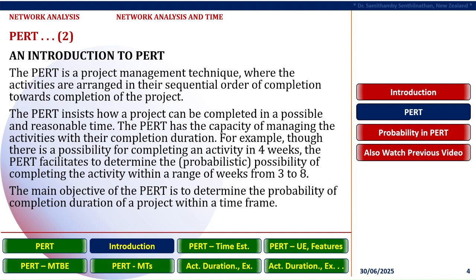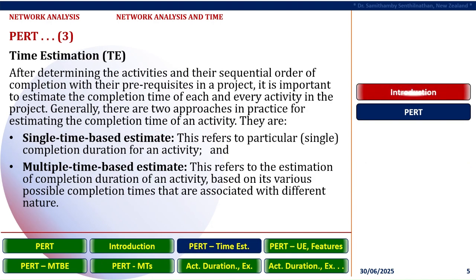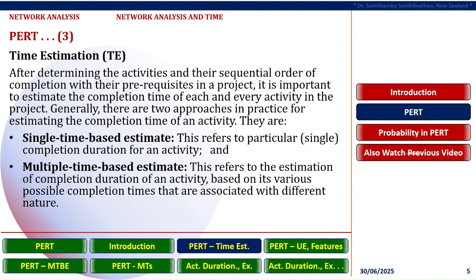For example, though there is a possibility for completing an activity in 4 weeks, the PERT facilitates determining the probabilistic possibility of completing the activity within a range of weeks from 3 to 8. The main objective of the PERT is to determine the probability of completion duration of a project within a time frame. Time estimation. After determining the activities and their sequential order of completion with their prerequisites in a project, it is important to estimate the completion time of each and every activity in the project.